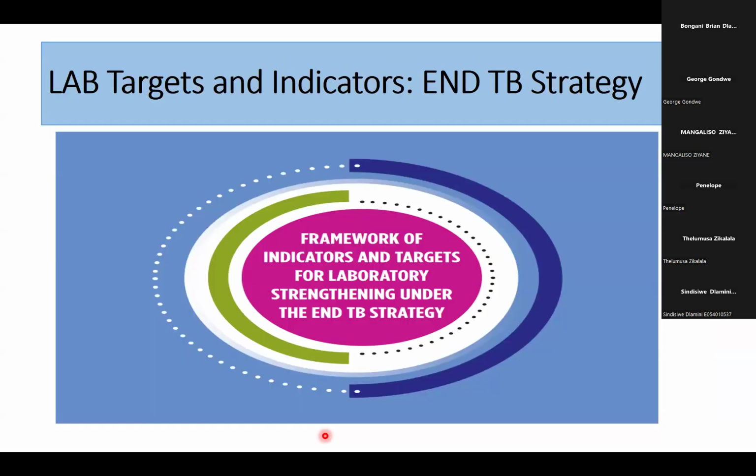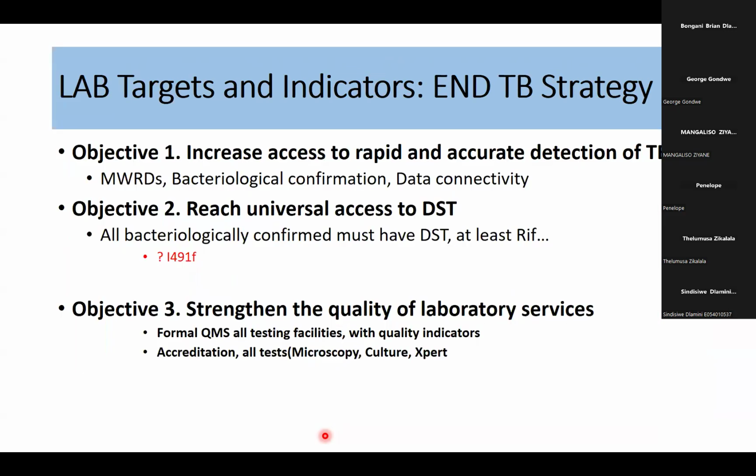Okay, let's look at the lab and the NTB strategy. In terms of the lab, the strategy talks about 3 key objectives, which will be the main context of what you are doing in terms of sequencing. Objective number 1, you want to increase access to rapid and accurate detection of TB. That means there should be more cases which are bacteriologically confirmed, more adoption of molecular recommended diagnostics like GeneXpert, Ultra, LPAs. We are saying data connectivity must always be used. So these are the sub-sections or areas that need to be addressed.